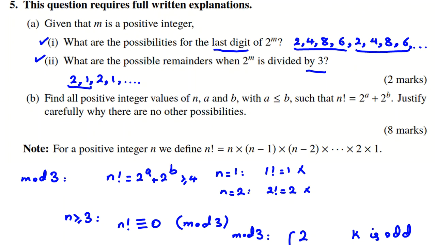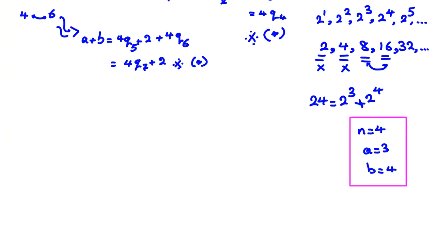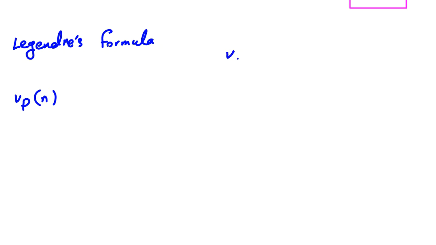And here we've used a property of n factorial. N factorial after some number will be a multiple of 10, after some number a multiple of 6, and many other things like that. Now let me tell you what Legendre's formula is. For n factorial, it is important. Vp of n means the power of p in n, where p is prime.